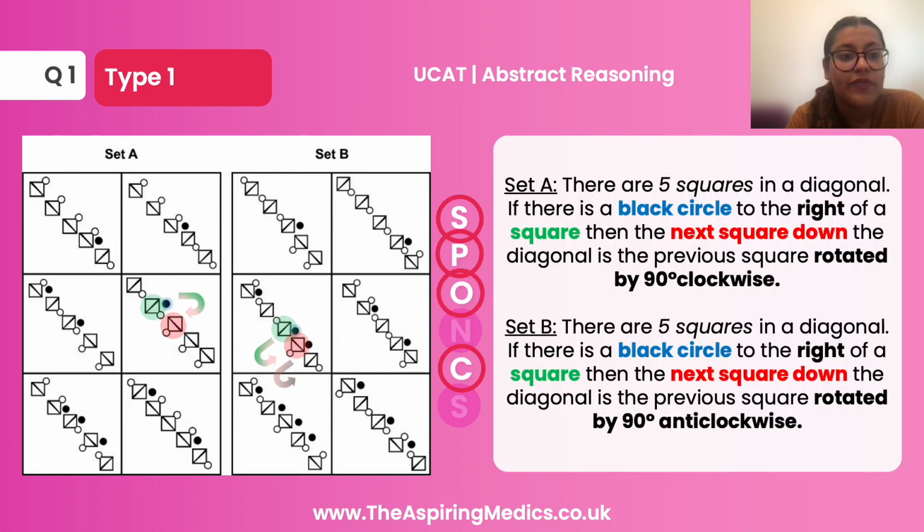In set A, there are 5 squares or diamonds in a diagonal orientation. If there's a black circle to the right of a square, then the next square will be rotated by 90 degrees clockwise.